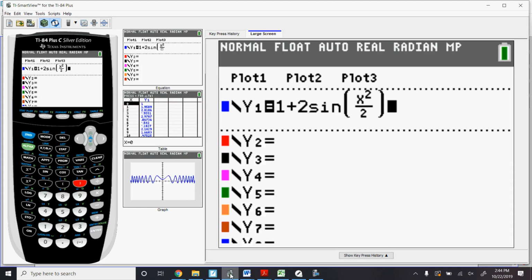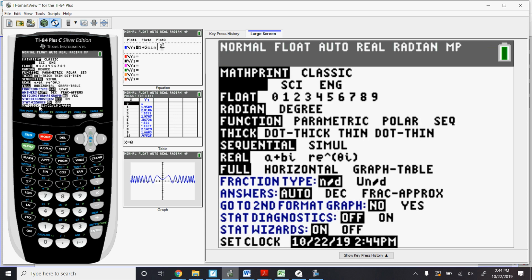Okay. The second thing you need to make sure of on your calculator is that your calculator is in radians. We need to be in radians for this entire year. As you can see, my calculator up here says radian. If you have one of the black and white ones, hit the mode button and just ensure that radian is highlighted. Okay.